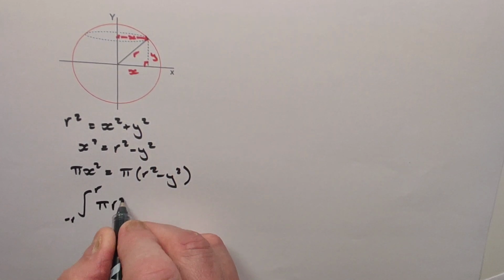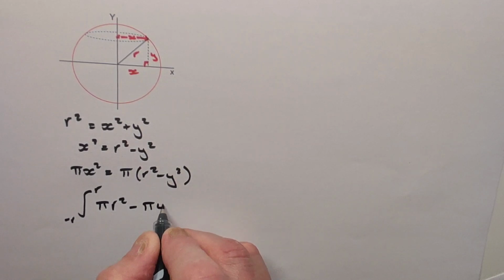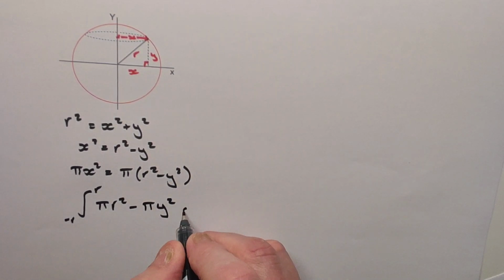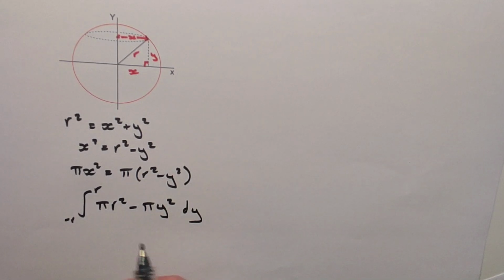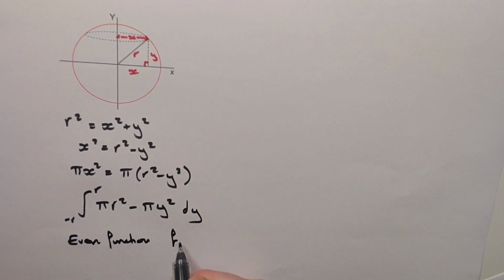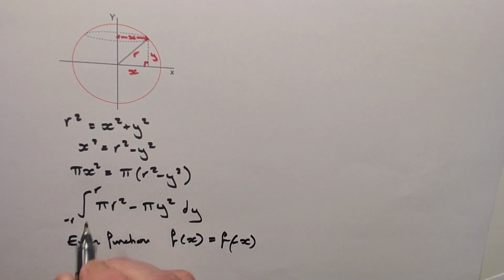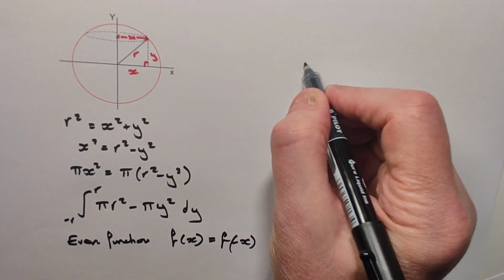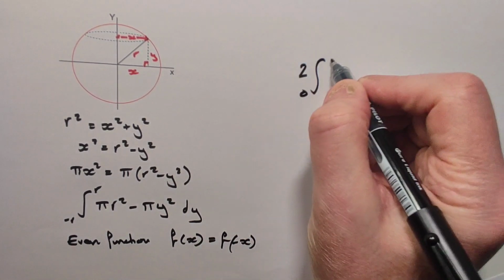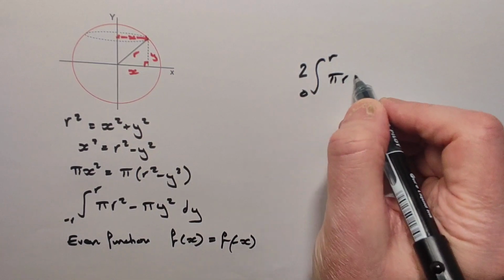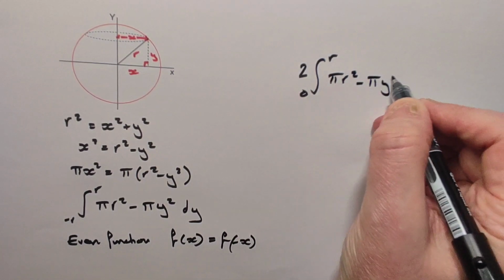Pi r squared, we'll multiply out the brackets, pi r squared minus pi y squared, obviously with respect to dy. Now, this is an even function. The y is a square or y to the power of 2, and we know with an even function, which is essentially when f of x equals f of minus x, we know the integration can be further simplified. Instead of being minus r to r, how we can just write it simply is 2 into 0 to r of pi r squared minus pi y squared dy.